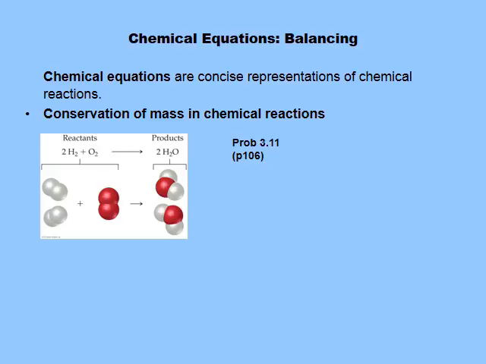So now I'll go over problem number 11, chapter 3, page 106. This is 11F. This is the balancing of a reaction. Fe(OH)3 plus H2SO4 giving Fe2(SO4)3 plus H2O.